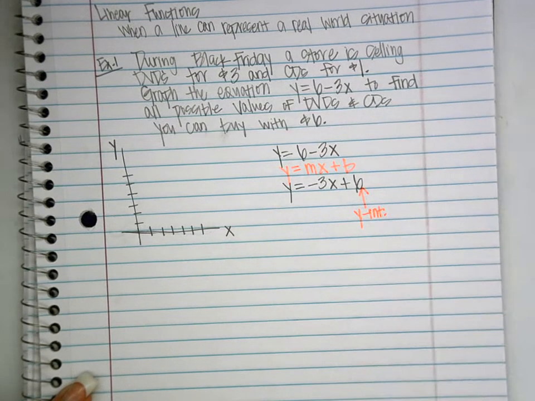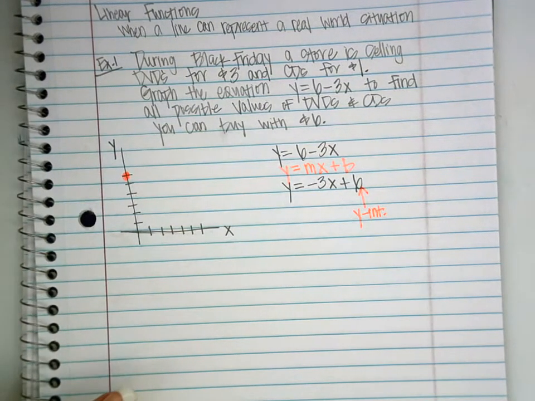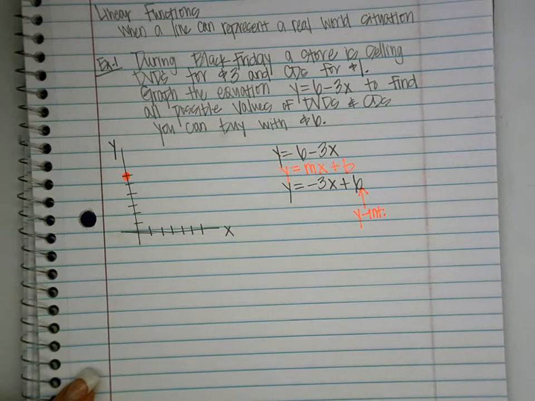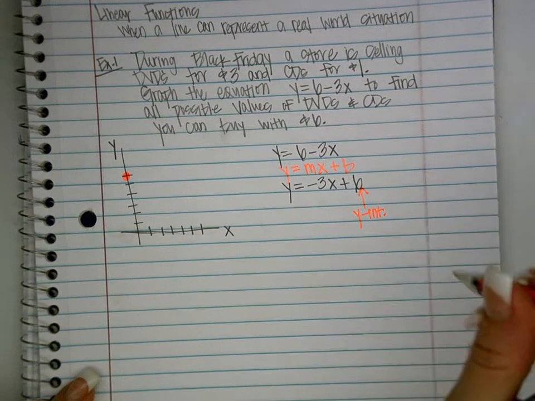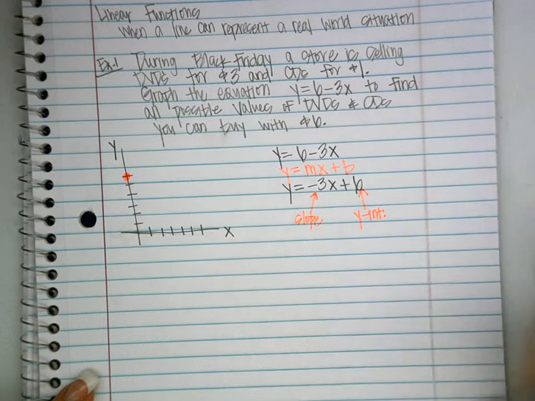And that tells you where to begin. So we're going to make our first point on the y-axis, so it's always on the up and down line, at 6. Then how do I move? I know this is my slope. So slope tells you negative 3.